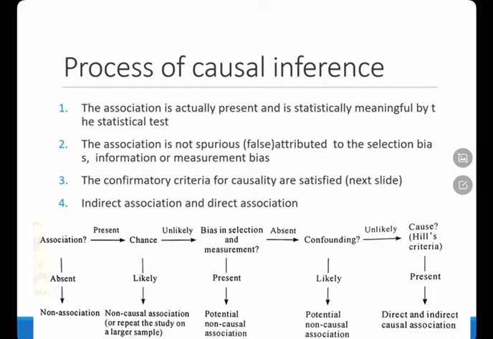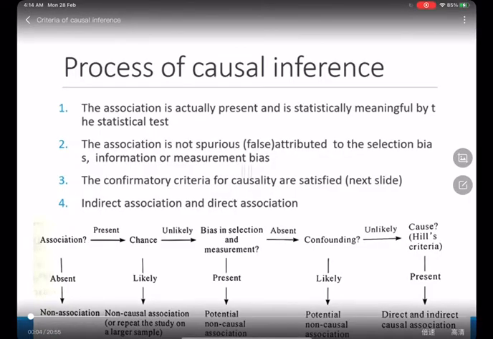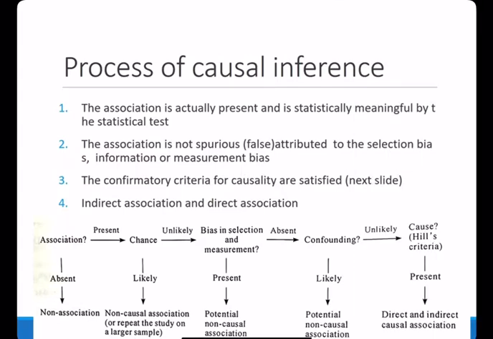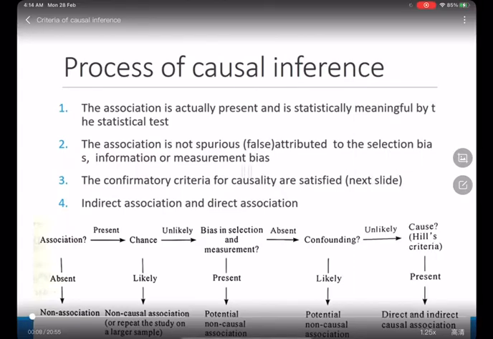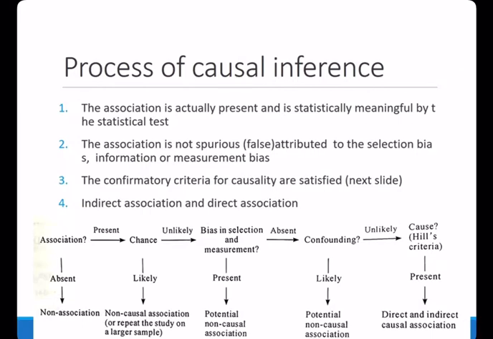Next steps, we will talk about the process of causal inference. In this figure, below here, we can see the process from association to causation, which will exclude the bias and the confounding, as well as the chance findings. So actually, there are 4 steps for this causal inference process.